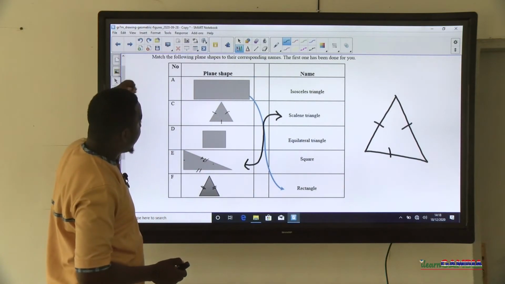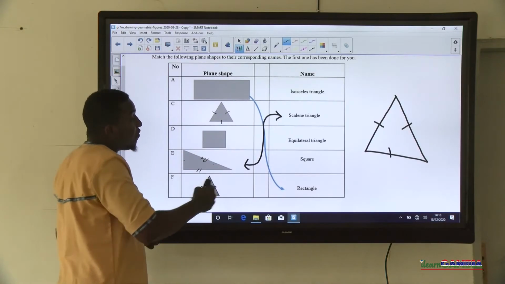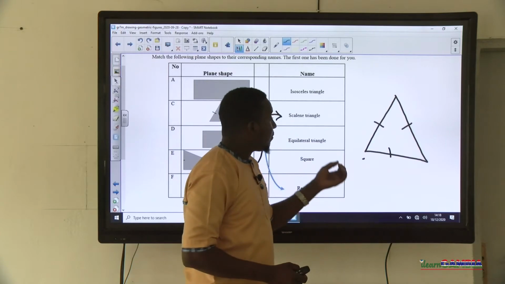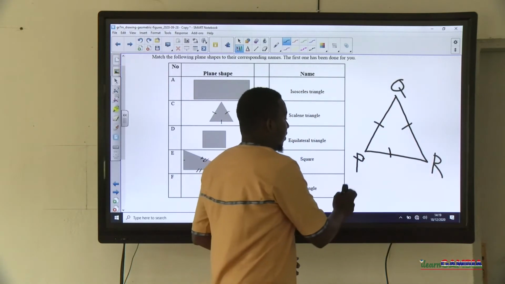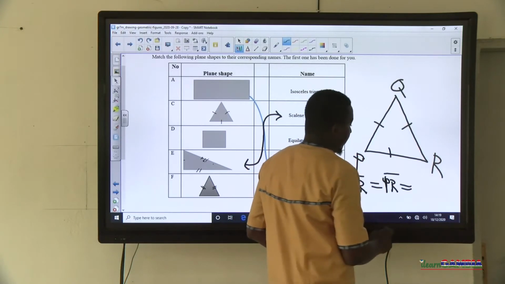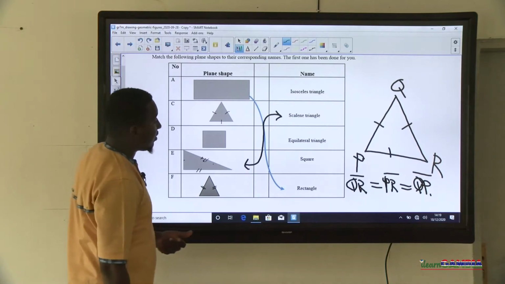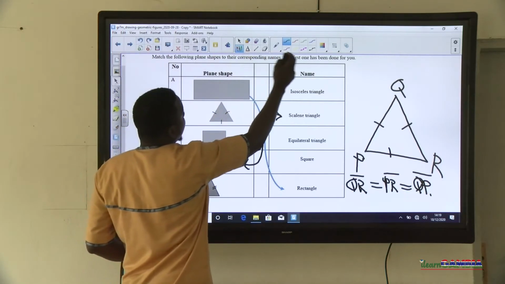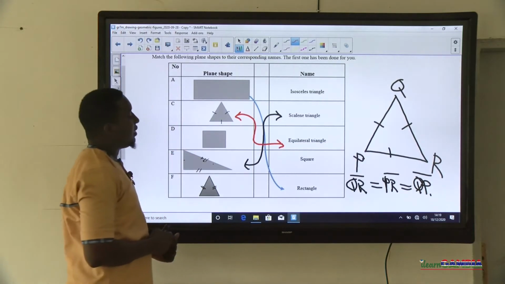So looking at the images as well, we see that this one that falls under C has all the sides ticked once. So that obviously means that all the sides are equal. A replica of it is what we have here. If this triangle is to be labeled, let's say P, Q, and R, what this simply means is that line QR is equal to line PR, which is also equal to line QP. So if all the 3 lines are equal, then it is referred to as an equilateral triangle. So there our matching will be like this. That will be the equilateral triangle.